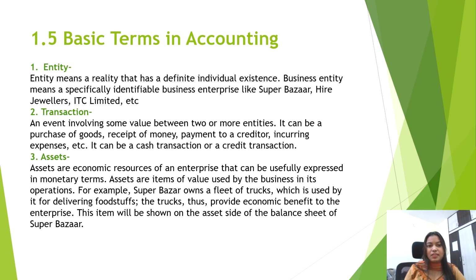So let's start with the terms which are commonly used in accounting. You will find them everywhere. So the first is entity. What does it mean? Entity means a business, like a definite individual existence. If you see any paper where the company name is written, there will be the seal, also the common seal, the stamp where the company's name is written, and that gives the individual existence to the business. That is legally a separate person. It is treated as a person, the business.